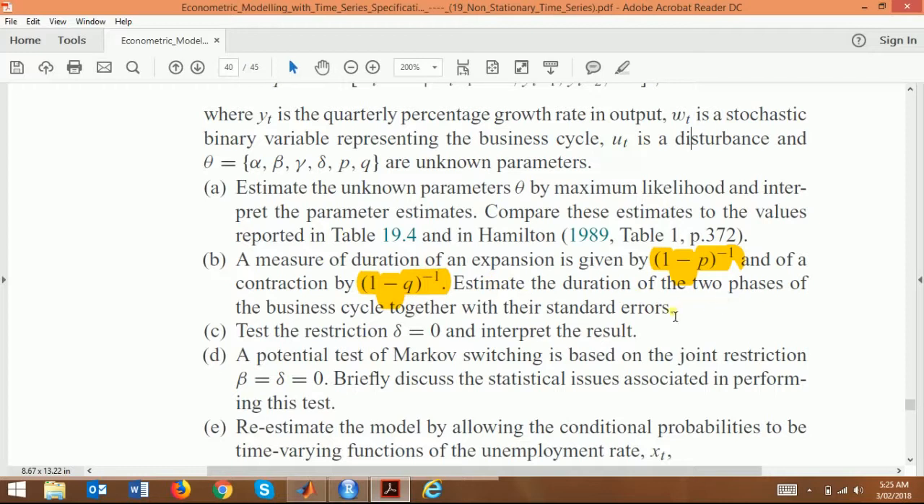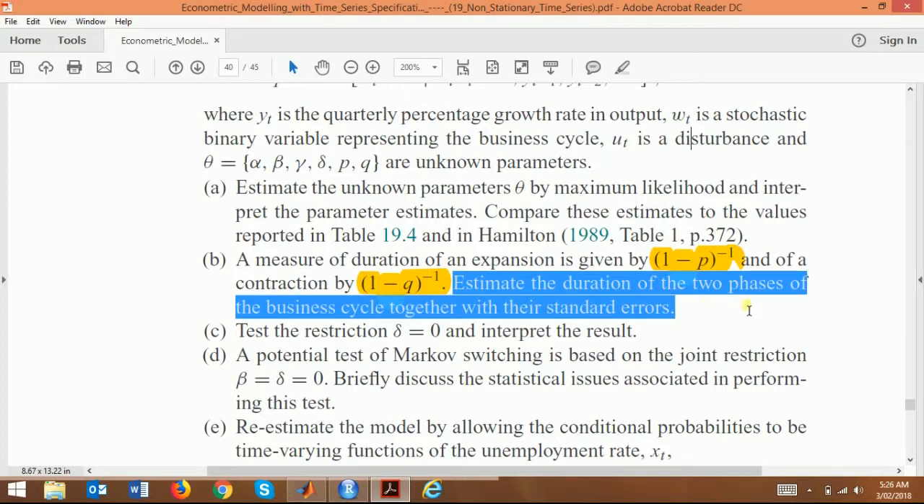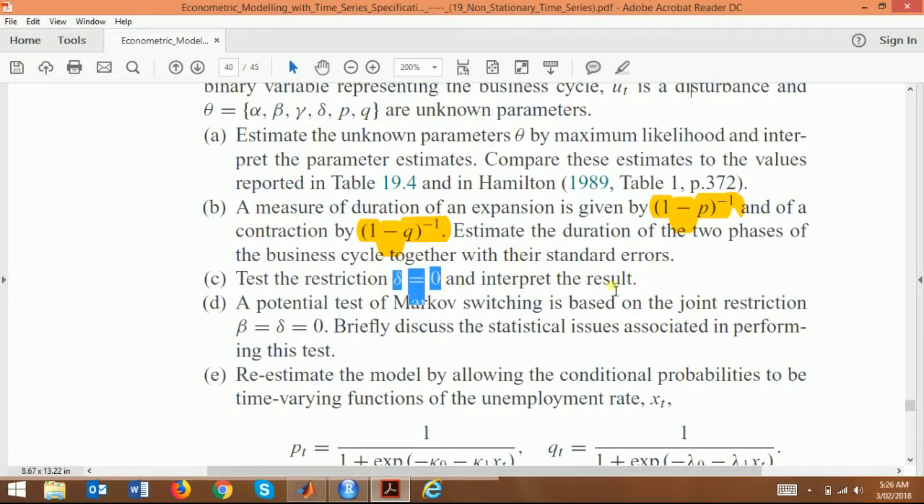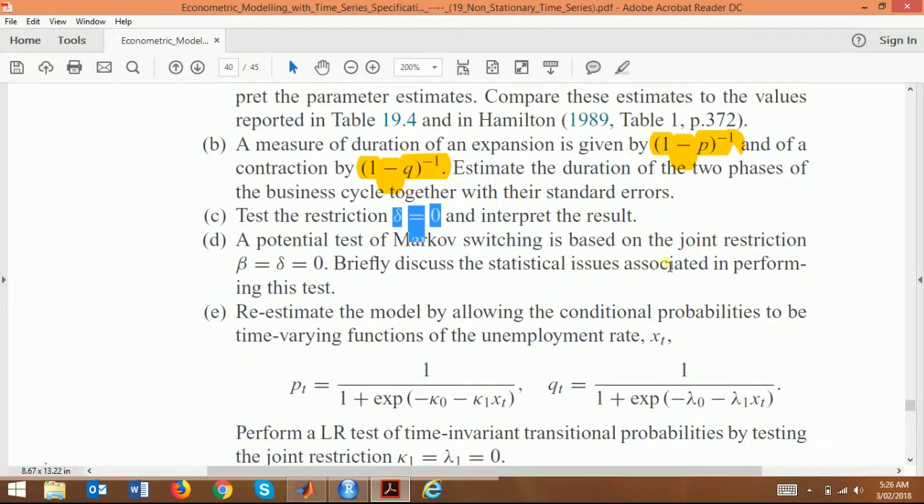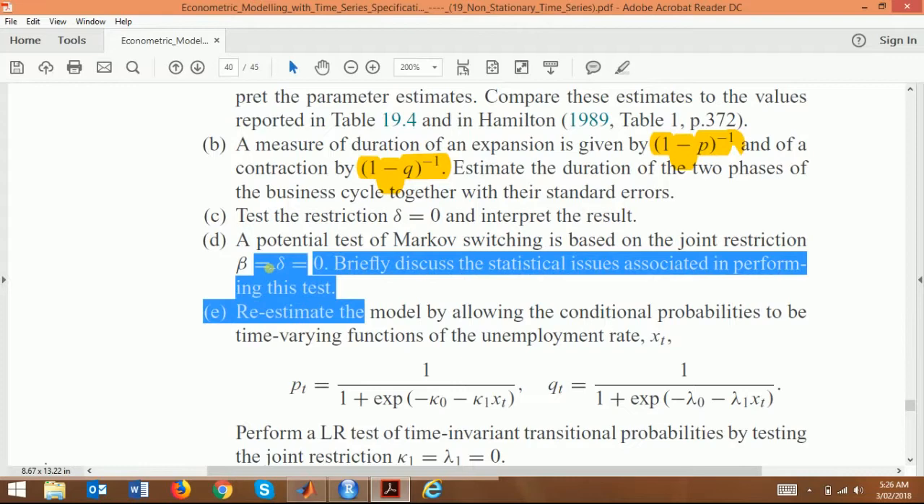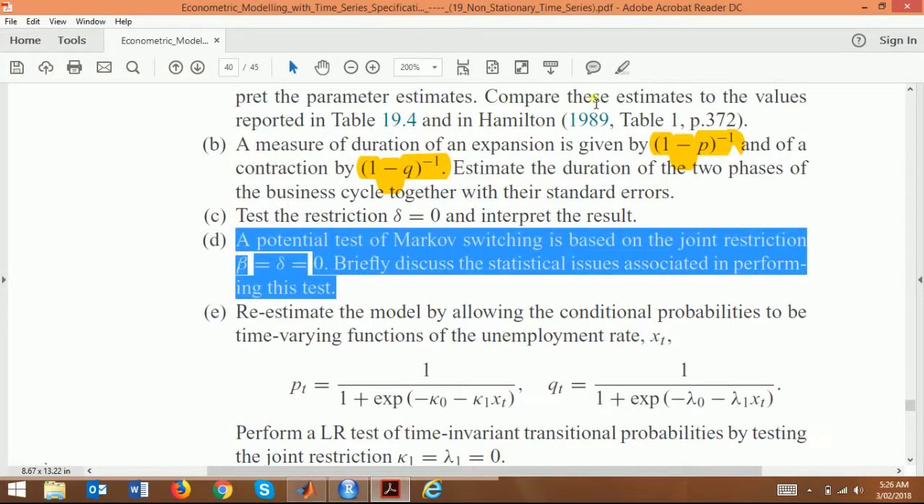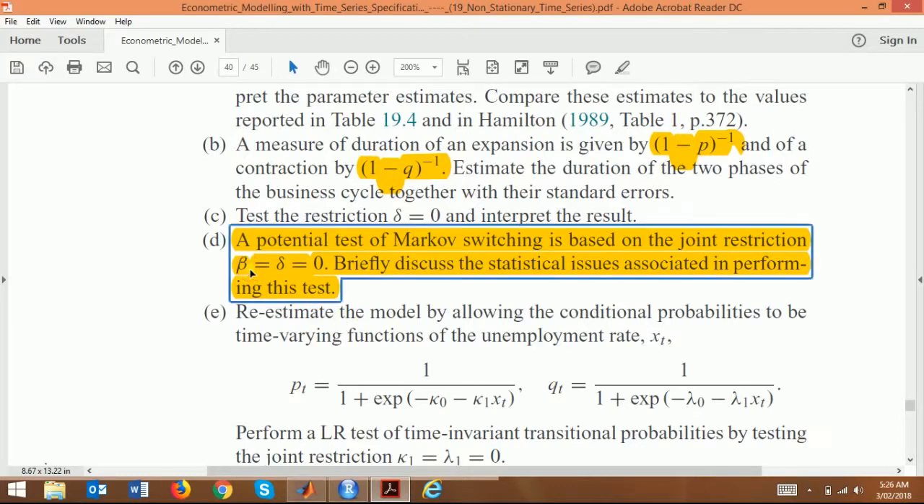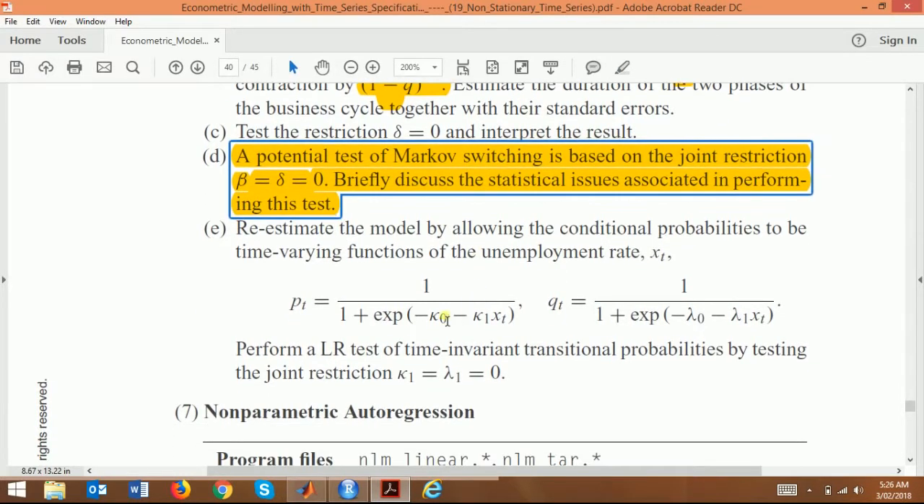Estimate the duration of the two phases of the business cycle together with the standard errors. So we want to estimate the duration together with the standard errors, that's all. So we want to do the restriction where omega is 0. A potential test of Markov switching is based on a joint restriction. We have studied that before: beta and delta both are 0. So the restriction is when omega is 0, they automatically become 0. When omega is 1, the mean and the variance we can estimate.